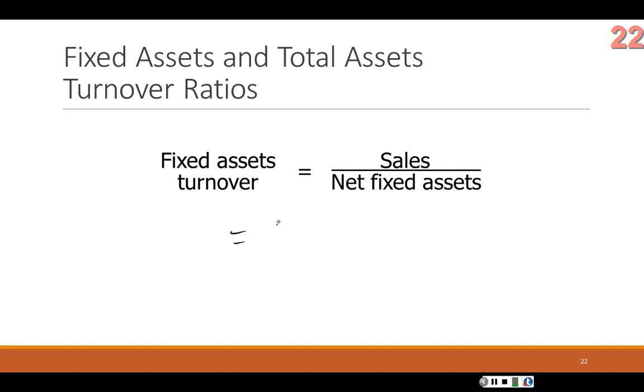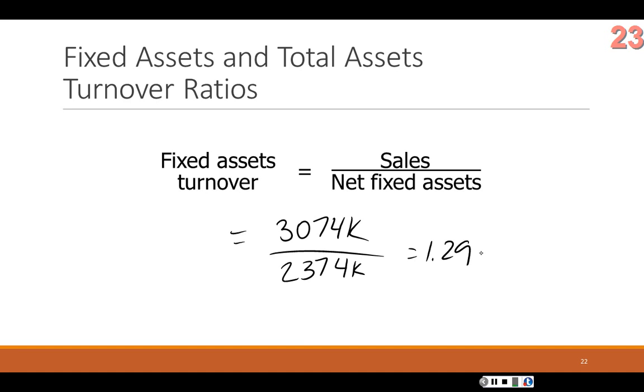For Bartlett Company, our sales are 3,074. We divide that by net fixed assets. Net fixed assets are on the balance sheet, the asset side, 2,374. And that's 1.29. Again, each of these ratios needs to be compared to industry averages or against the firm itself over time. So you need to either do a cross-sectional or a time series analysis to make sense of any of these ratios.